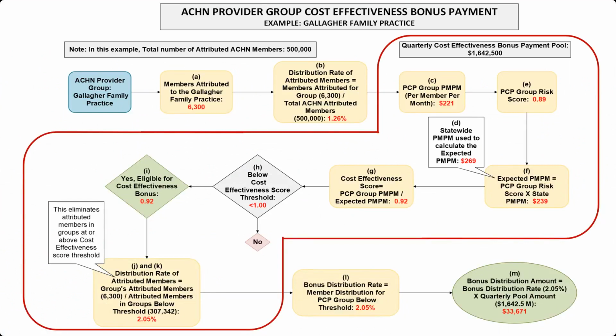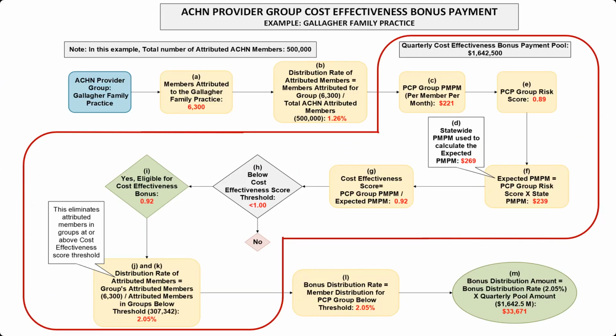Okay, so now for the cost effectiveness scoring process, we'll start in box C in the upper right corner. And we start by calculating the PCP group's PMPM. Gallagher Family Practice's PMPM is $221. Right below that box in the call-out box, which is D, the statewide PMPM has also been calculated. And that's the statewide PMPM amongst those 500,000 providers. That PMPM is $269.